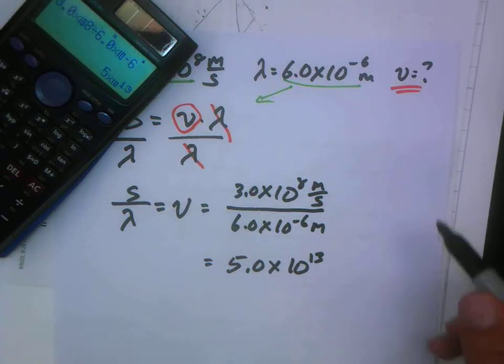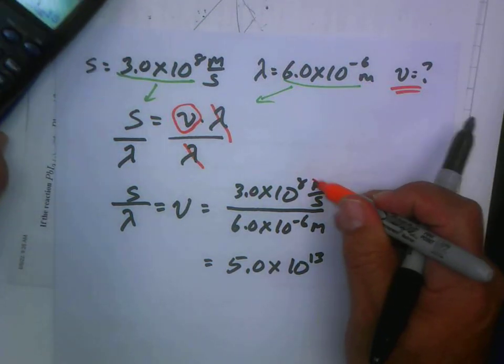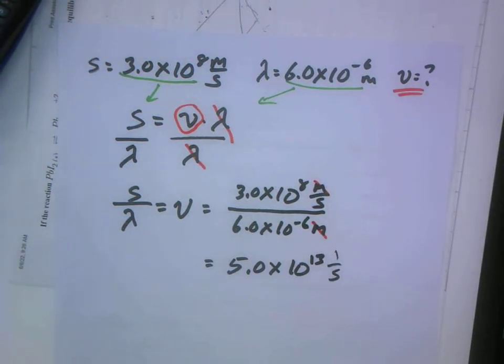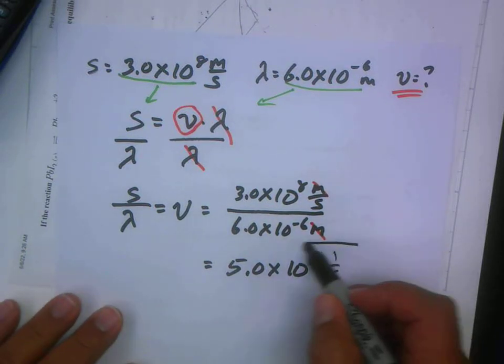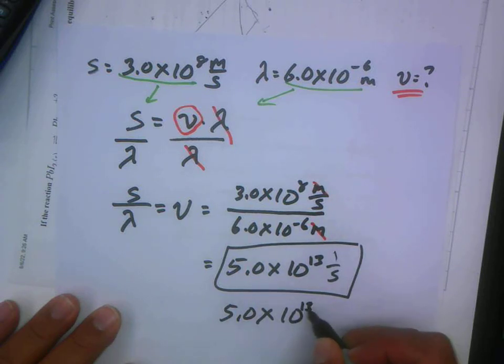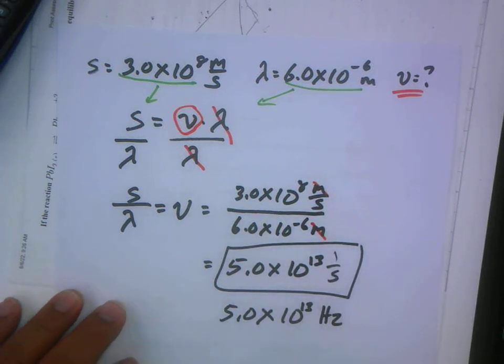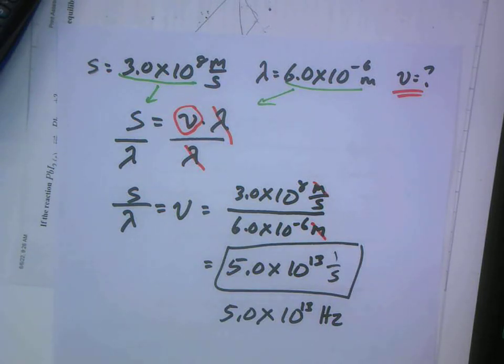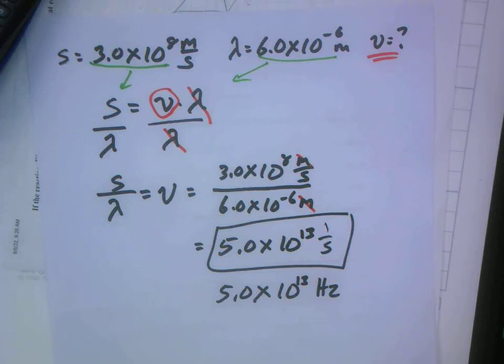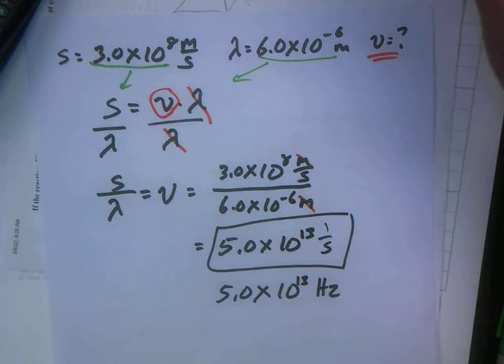And you'll notice that the units, like in the first one, meters cancel with the meters, leaving you with 1 over second. So 5.0 times 10 to the 13th per second is an answer. You can also write it as 5.0 times 10 to the 13th hertz, because remember that per second is a frequency, but so is hertz. Okay. And that's how you're going to do your worksheets. Any questions? Okay.